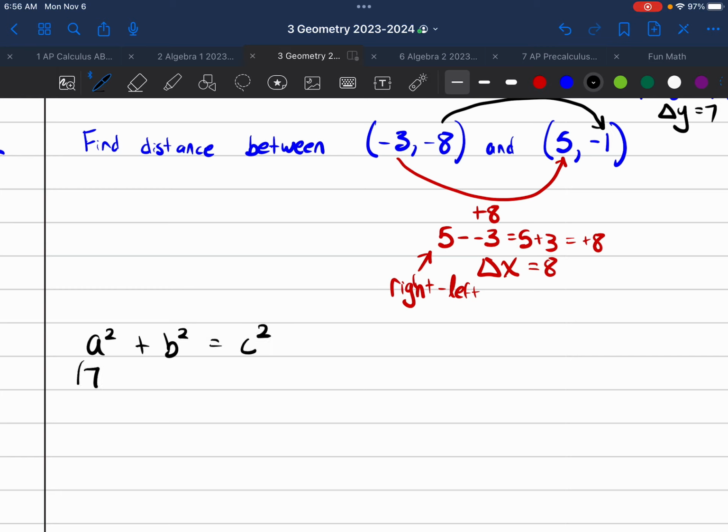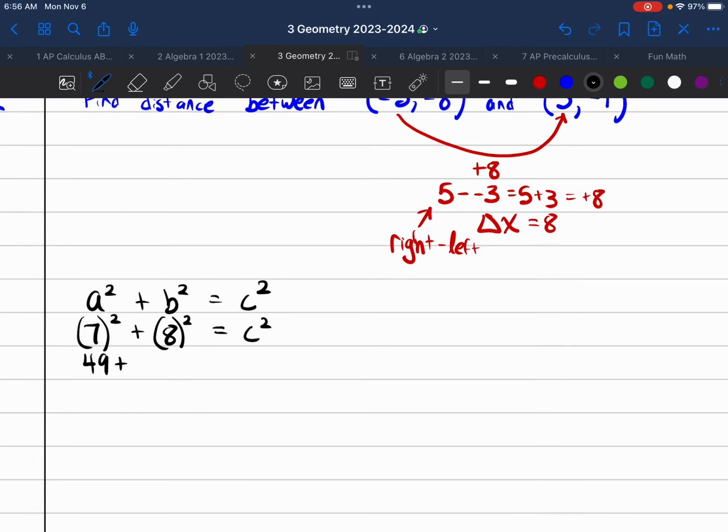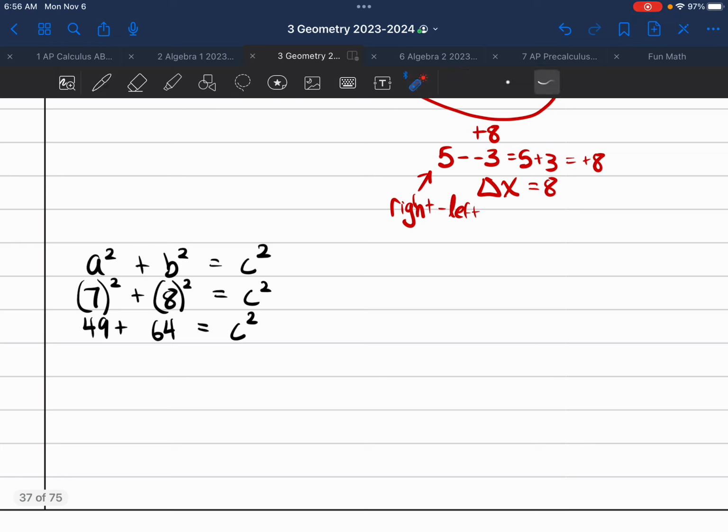I'm plugging in 7 squared. It doesn't really matter if 7 goes in for a or b. And I have an 8 squared. That's going to be equal to c squared. Okay, 7 squared is 49, plus 8 squared is 64, and that's set equal to c squared. And then I know that 4 plus 6 is 10, but 4 plus 9 will carry over. That's 13. So it's 10 plus 13, or it's 100 plus 13. Sorry, I said 110 plus 13. So it's 113 is equal to c squared. From there, I'm just going to square root, and c is going to equal the square root of 113.